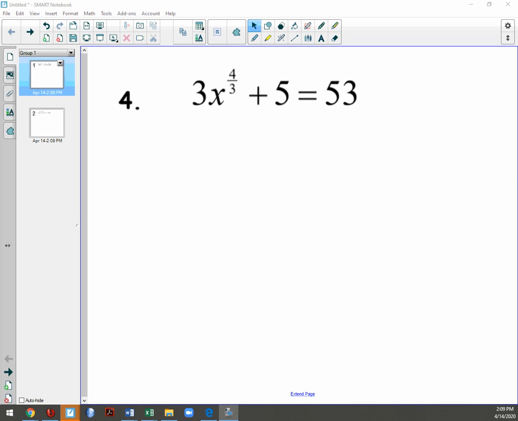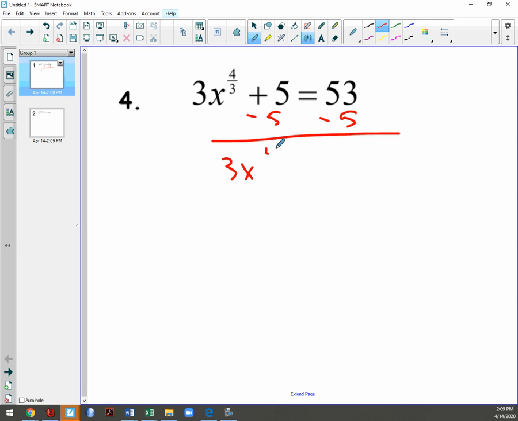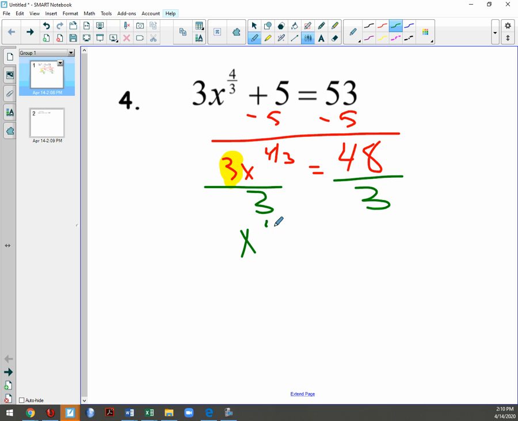Okay, how do we go ahead and do number 4 here? We're going to go ahead and subtract 5. When you subtract 5 from both sides, you're going to have 3x to the 4/3 power is equal to 48. Then we have to get rid of the 3 that is attached to the x. The way we're going to do that is dividing both sides by 3. So that's going to give me x to the 4/3 is equal to 16.